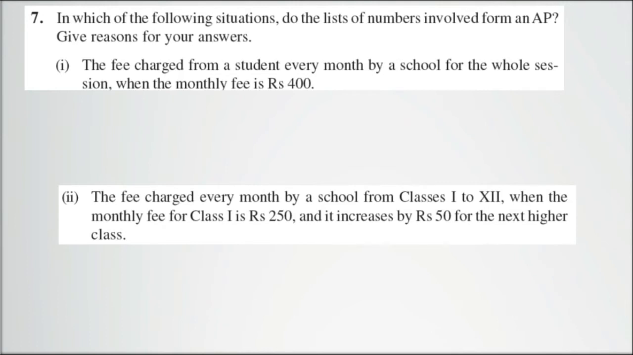Question 7 is: in which of the following situations do the list of numbers involved form an AP? Give reason for your answers. First one, the fee charged from a student every month by a school for the whole session when the monthly fee is rupees 400.